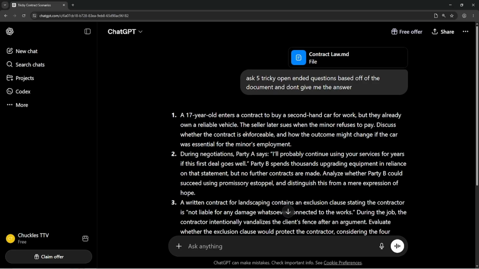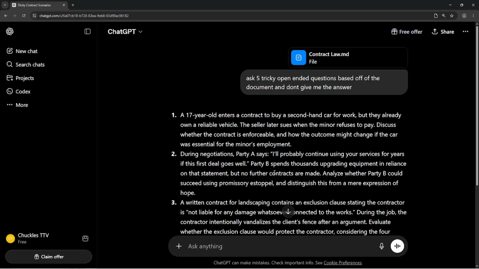During negotiations, party A says, "I'll probably continue using your services for years if this first deal goes well." Probably is a little bit ambiguous. Party A spends thousands upgrading equipment in reliance on that statement, but no future contracts are made. Okay, I know what section this is going to be referring to. Analyze whether party B could succeed in promissory... I forgot what estoppel is.